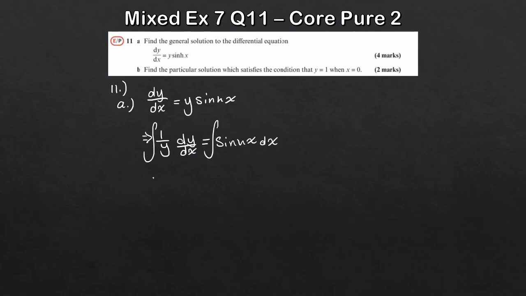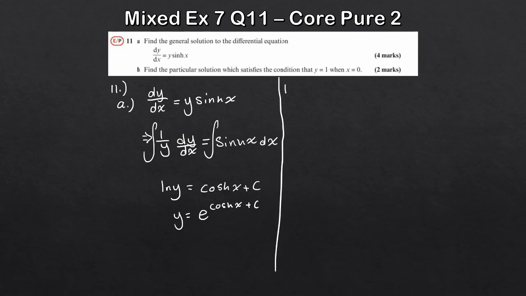The integral of the left hand side will be ln y. The integral of the right hand side is just going to give me cosh x, right? But don't forget your plus c. Again, we can't forget that plus c. And now we just need to anti-log, so raise everything to the base of e. So that'll be y equals e to the cosh x plus c. And that's simply it for my general solution.